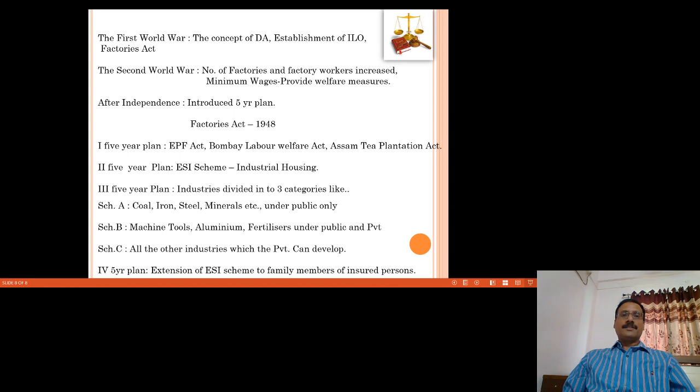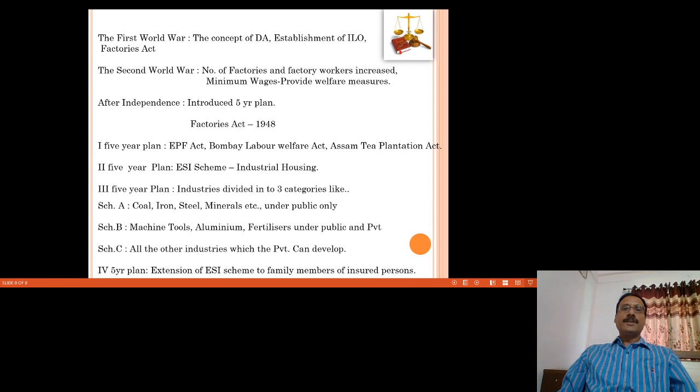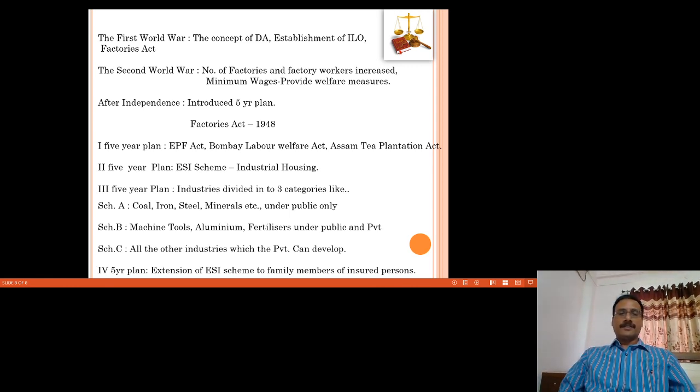After independence, they introduced the 5-year plan, that everybody knows. In the 5-year plan, again, the Factories Act 1948 is the base for all the organizations. The Factories Act 1948 is important and should be complied with by every organization. That is why I said it is very important.